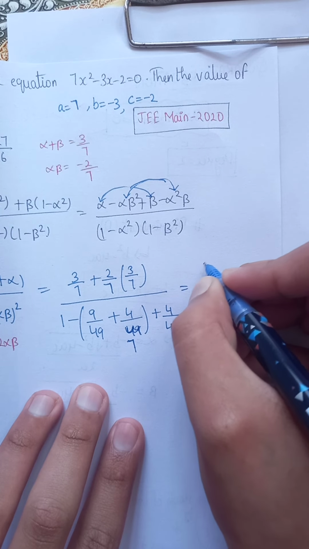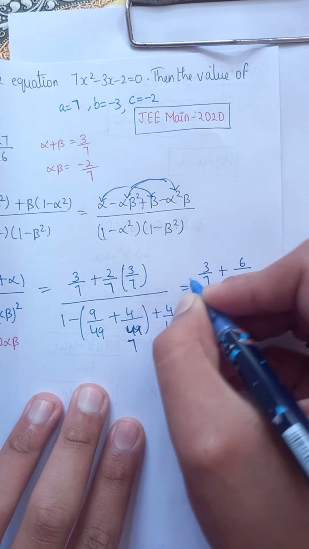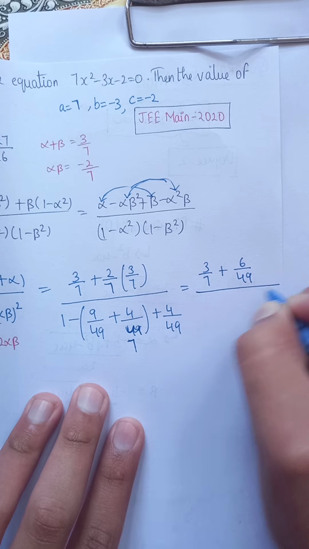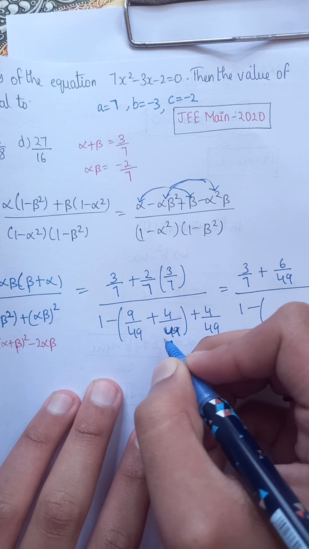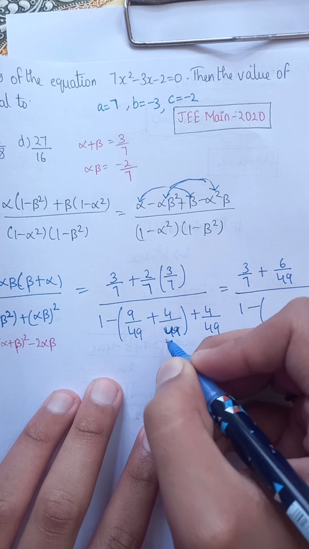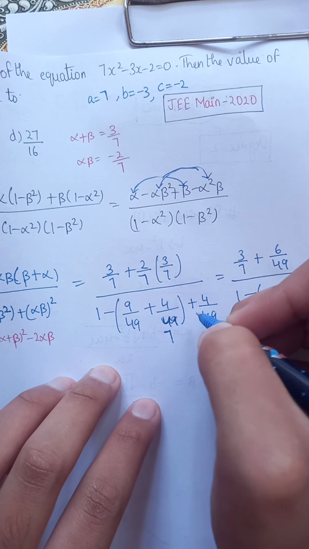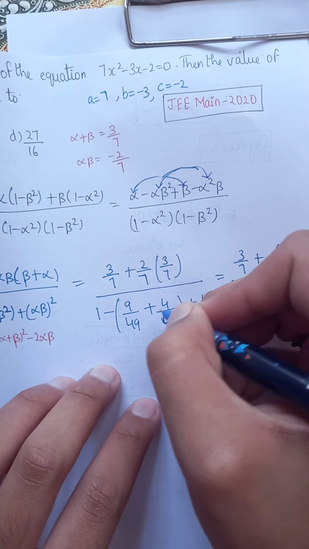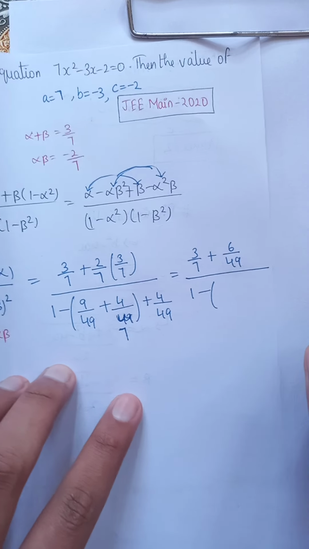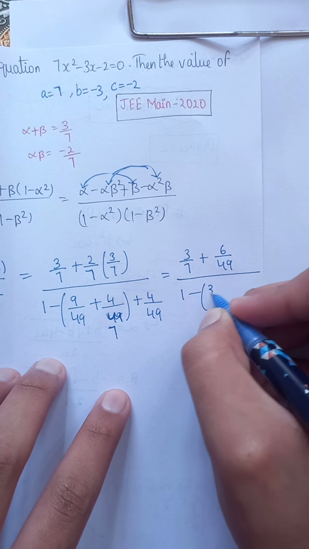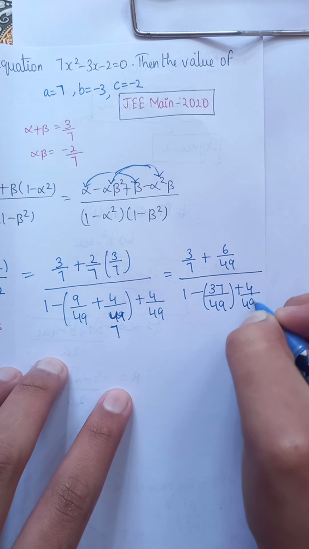So 3 by 7 plus 2 into 3, 6 by 7 into 7, 49, divided by 1 minus 9 by 49 plus, if you take the LCM here, in this case you need to multiply by 7. 49 is the LCM, right? So 4 into 7, 28 divided by 49. So 9 plus 28 divided by 49. What is 28 plus 9? 37. So I'll write this directly. 1 minus 37 by 49 plus 4 by 49.